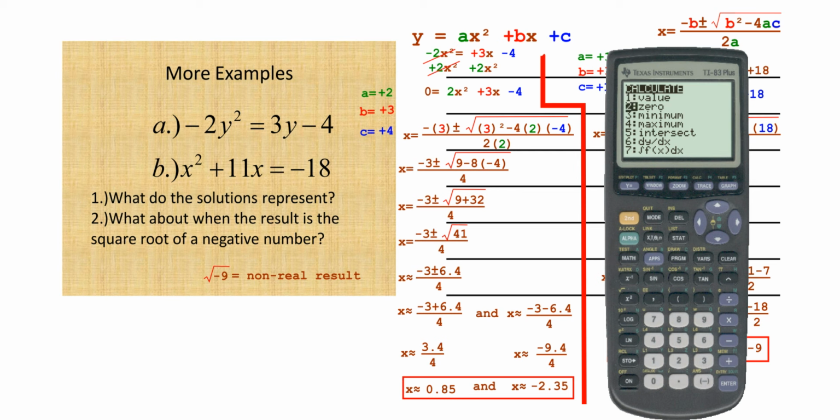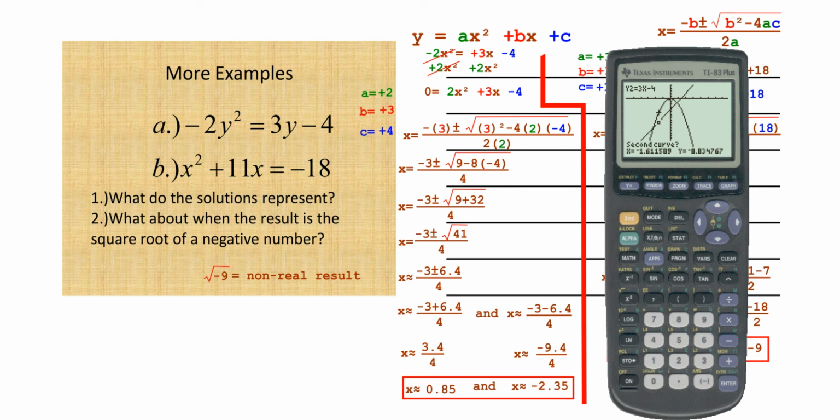Go down to number 5 and hit enter, or push 5, which automatically goes into the option of 5. Intersect, and we want to find the intersect. It asks us, is this the first curve you want to use? Up at the top I see a y1. I'll say yes by hitting enter, and it switches automatically for me.